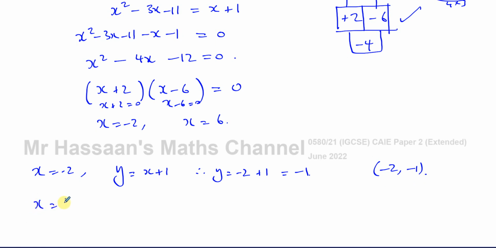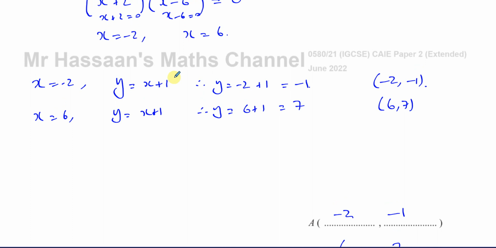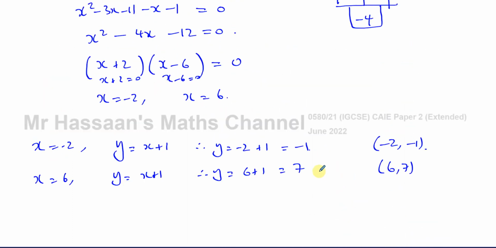And when x is equal to 6, y is equal to x plus 1. So y is equal to 6 plus 1, which is 7. So we have 6 and 7. So we have negative 2, negative 1, and 6 and 7. Those are the coordinates of the points where these two intersect.